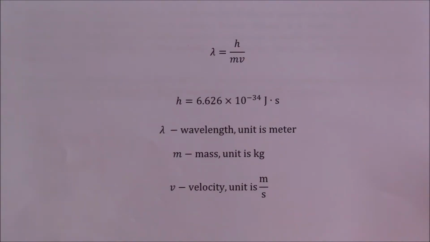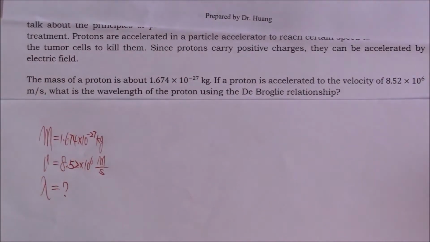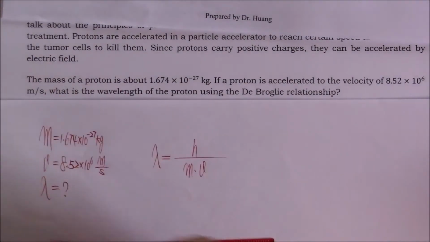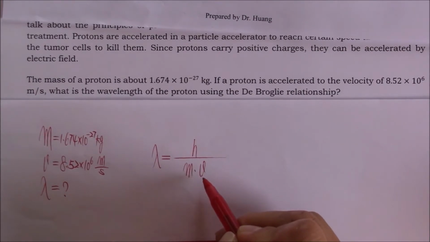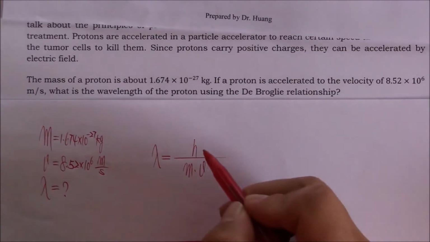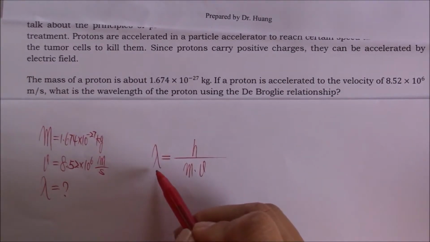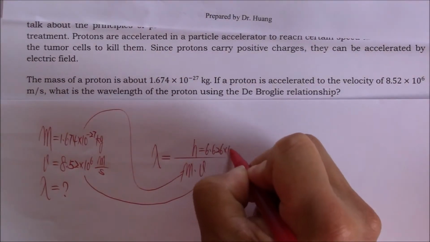Now let's go back to the original problem. Since we want to use the de Broglie relationship, let's write down the equation first. Well, from the summary, we know both the mass and the velocity of the proton. Since we know h is Planck's constant, therefore, to calculate the wavelength, it will be a single-step calculation. Now let me show you the work.